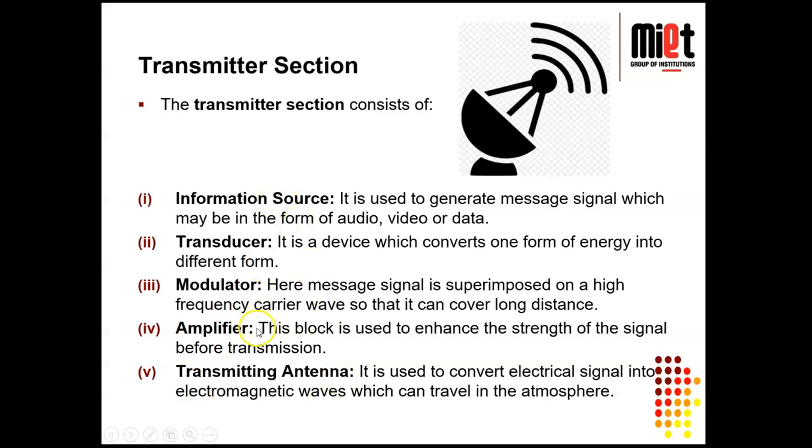All these things I have already discussed, and they are written here. The information source is used to generate the message signal, which may be in the form of audio, video or data. Transducer: it is a device which converts one form of energy into a different form. Modulator: here the message signal is superimposed on the high frequency carrier wave so that it can cover long distance. Amplifier: this block is used to enhance the strength of the signal before transmission. What is the transmitting antenna? It is used to convert the electrical signal into an electromagnetic wave which can travel in the atmosphere.